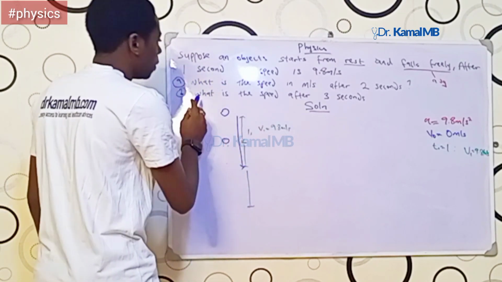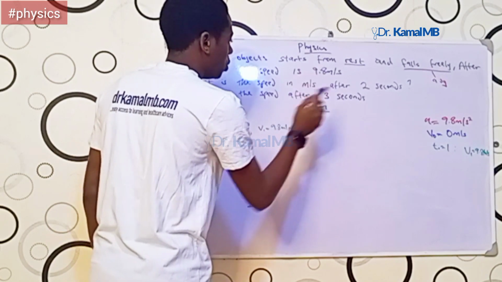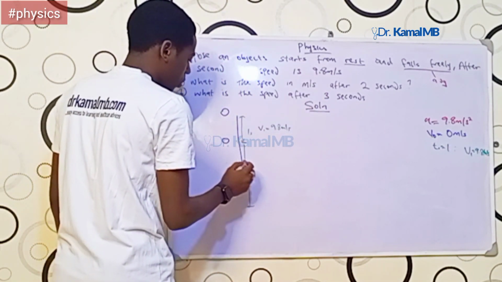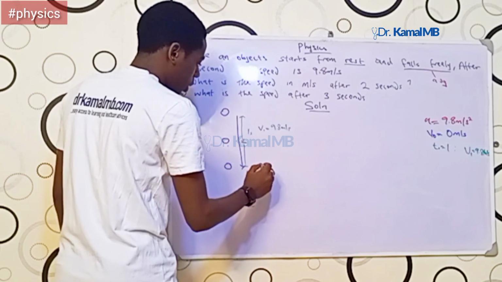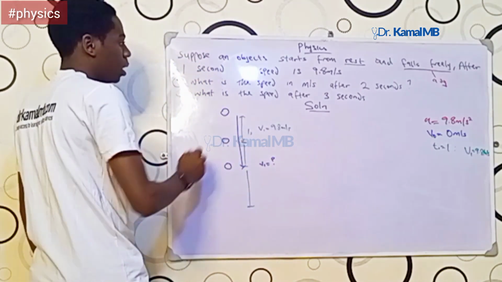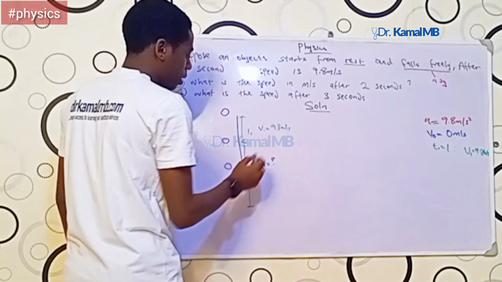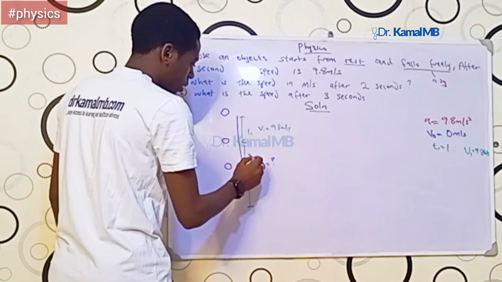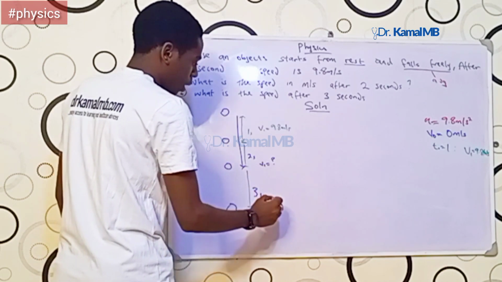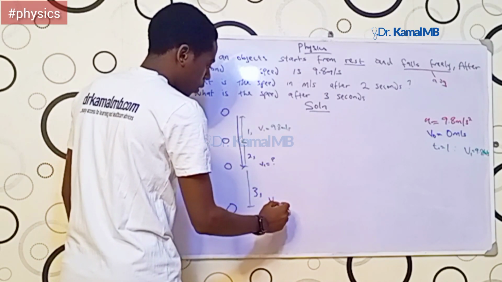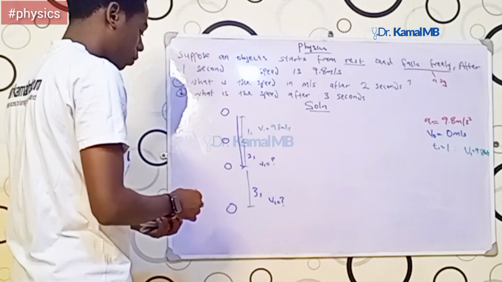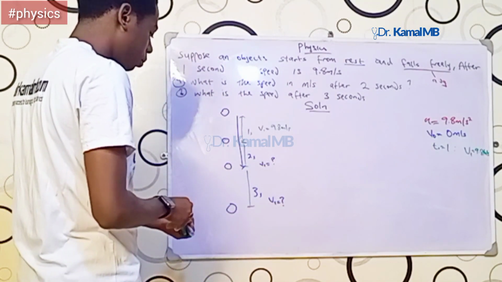So the question says, what is the speed after 2 seconds? You see, from here 1 second, from here 2 seconds. So what is the speed at this place? It's not given. That's question A. What is the speed after 3 seconds? If from here to here is 2 seconds, from here to here 3 seconds, this v1 here is also not given.